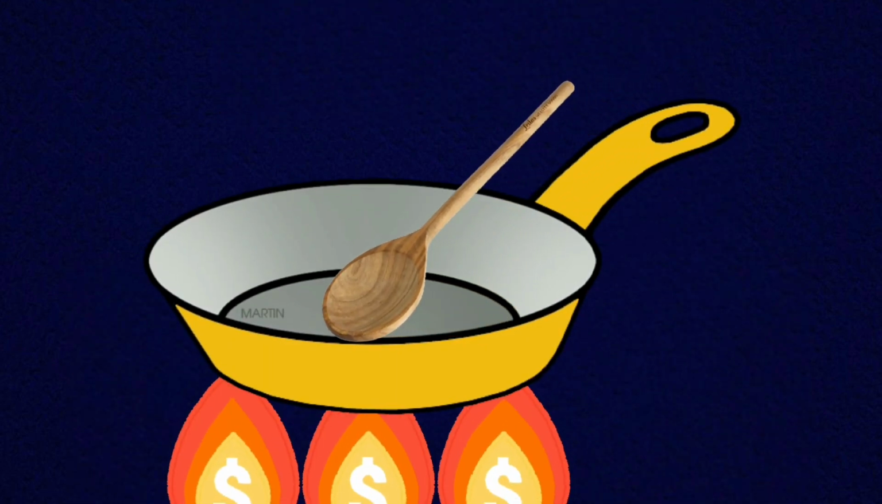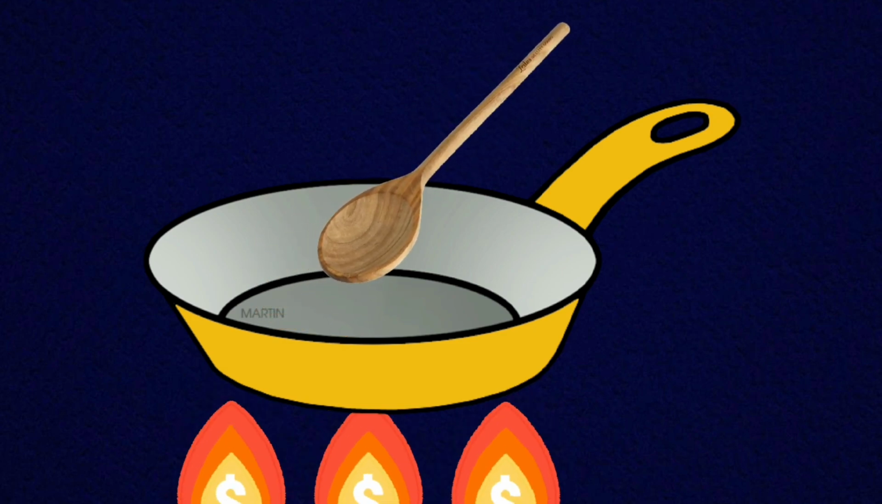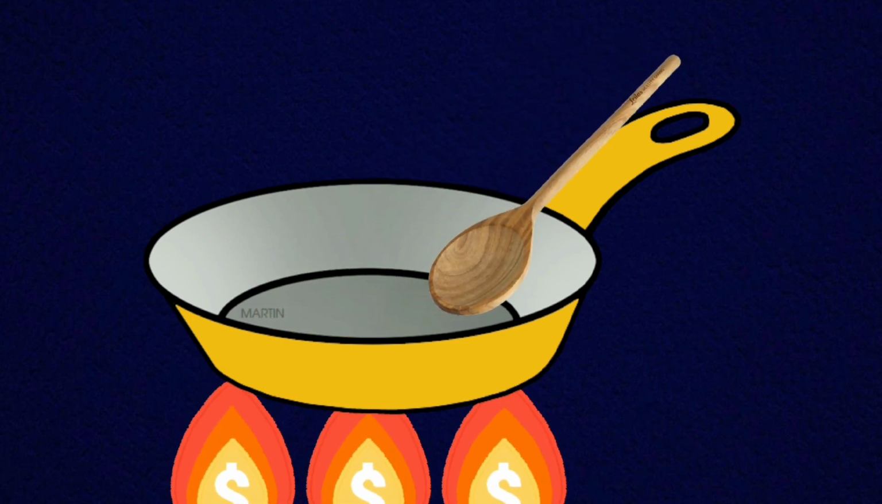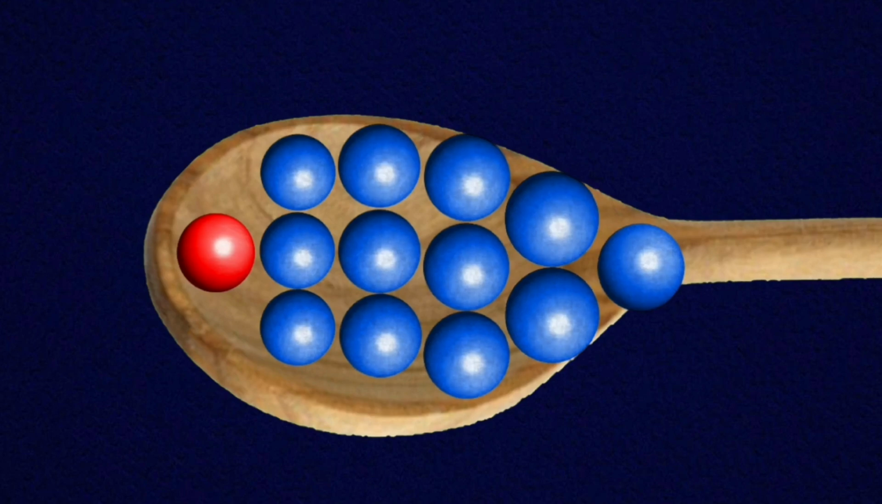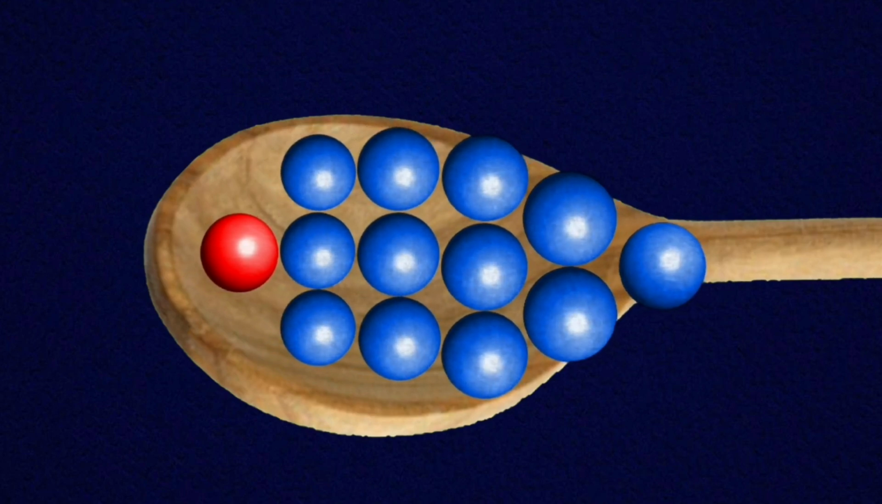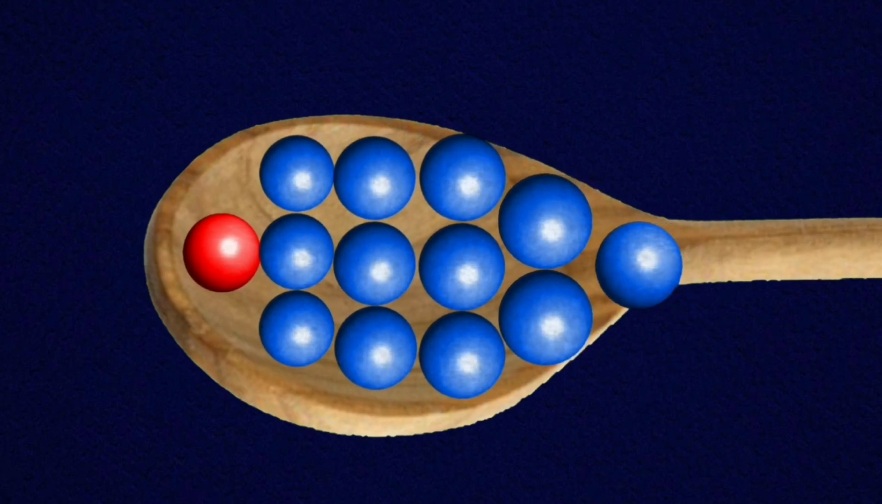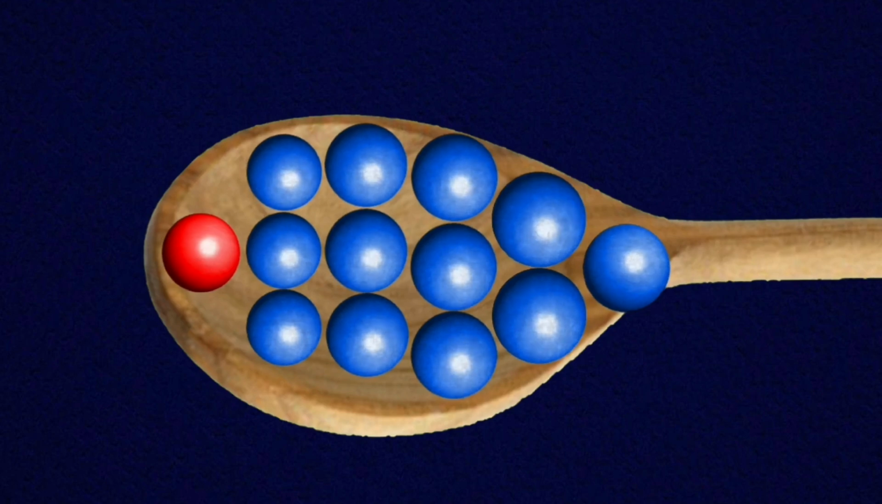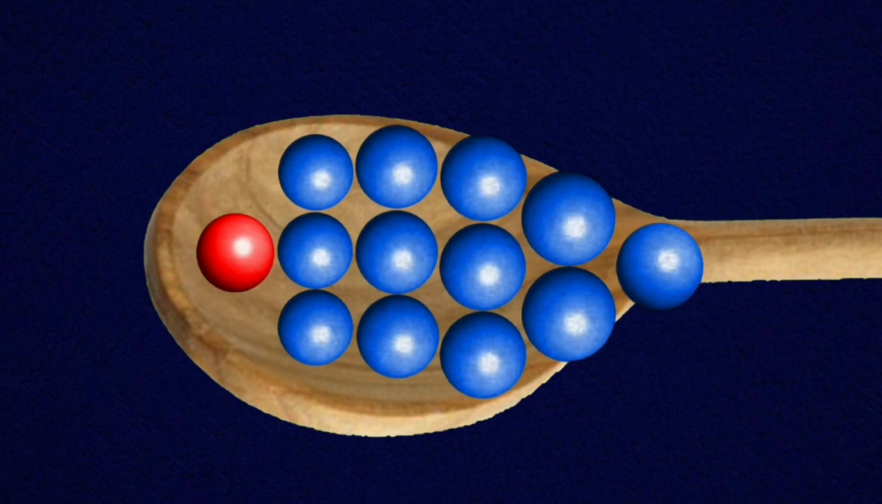Imagine you're cooking food in a pan, and you place a wooden spoon inside. The heat from the hot food transfers to the spoon. Now, since wood is a poor conductor of heat, the heat moves toward the cook's end of the spoon very slowly. But why does this happen?